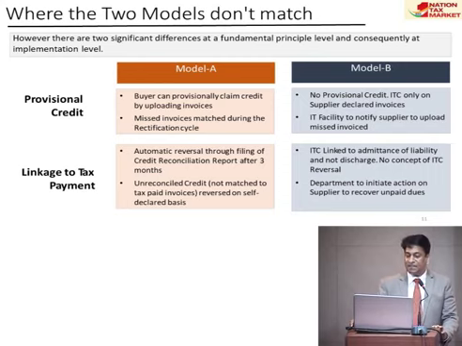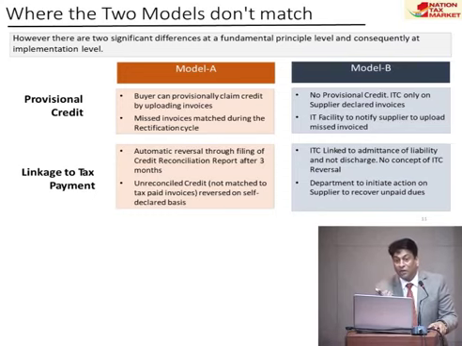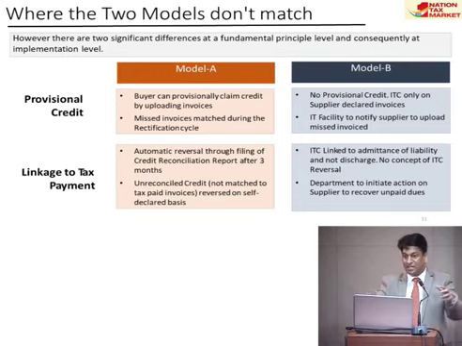Model A again says missed invoices must be uploaded during the rectification cycle. Model B says IT facility to notify the supplier to upload missed invoices. I do not know what happens if the recipient also does not upload any missed invoices. How will IT come to know that these are the missing invoices on the part of the supplier? I have not seen that kind of mechanism, but this is what they are referring to.